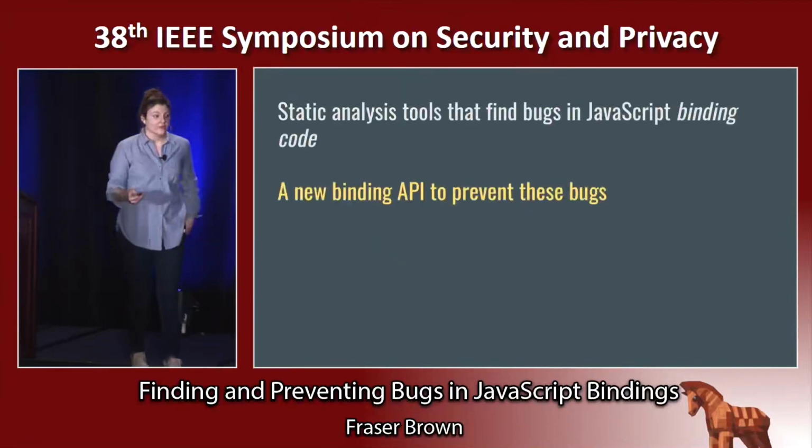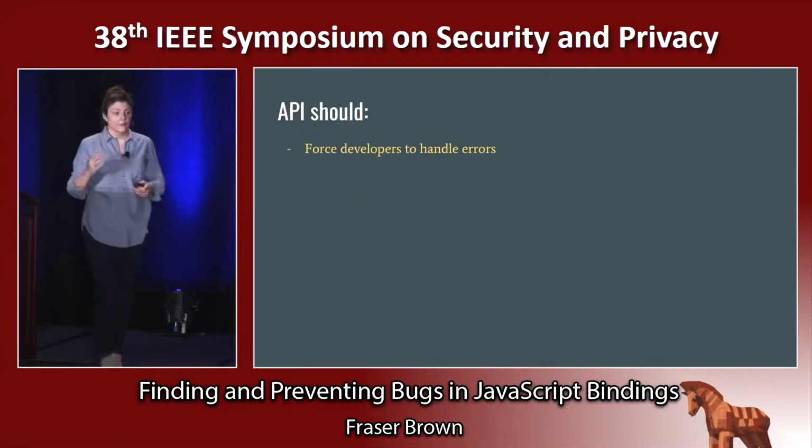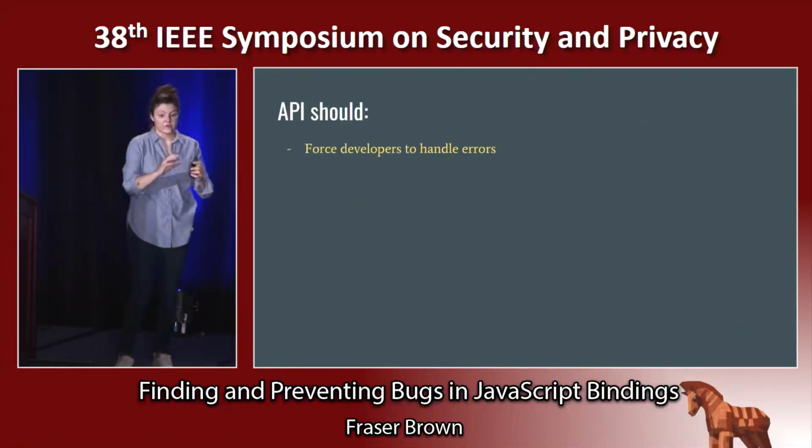So now that we've talked about some bugs, we can talk about how to prevent them. We want an API that forces developers to handle JavaScript-related errors at the binding layer.